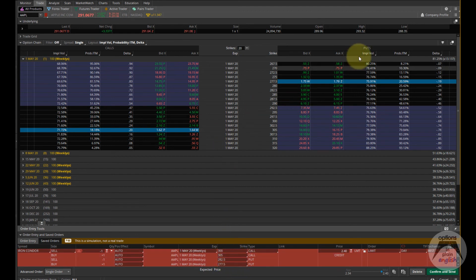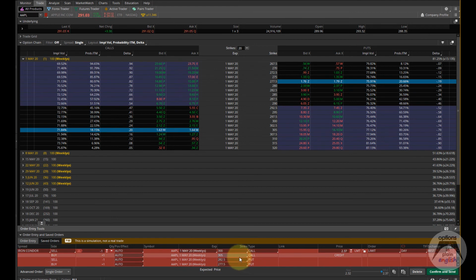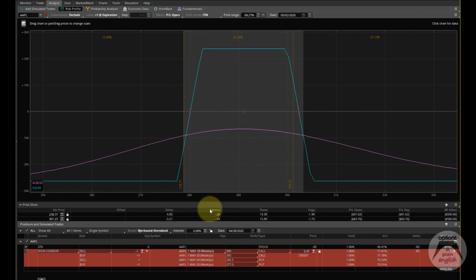So we have a short put spread here, a short call spread here, and together they make up an Iron Condor. And that Iron Condor is going to give me 235, so 235 per contract. And let's analyze what happens if we run this through the Analyze tab.